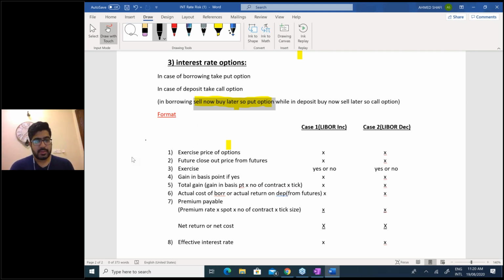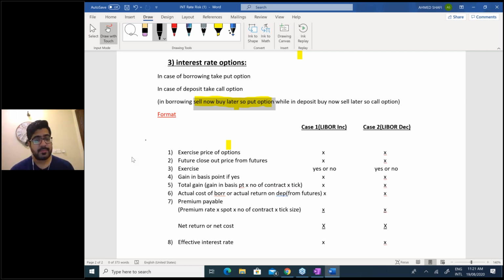Okay. Now the first thing you have to mention is exercise price of options. Then you need to compare it with future closeout price, get it from futures. Okay. Then you need to decide whether to exercise, yes or no. I will tell you how to take this decision. But in the first step, you need to write exercise price of option. Then you need to compare it with future closeout price from futures. You need to decide whether to exercise or not. Yes, no. Then you need to write gain in basis points if yes. Then you need to write total gain.